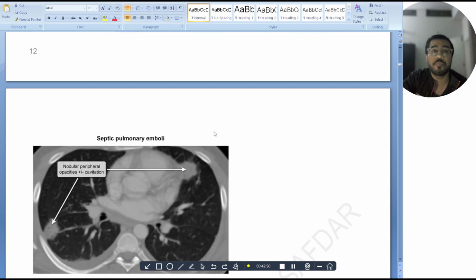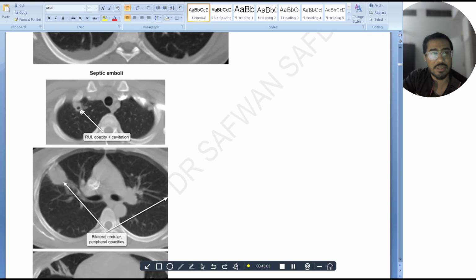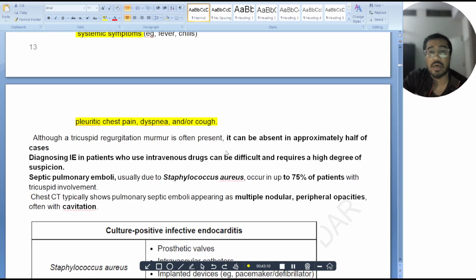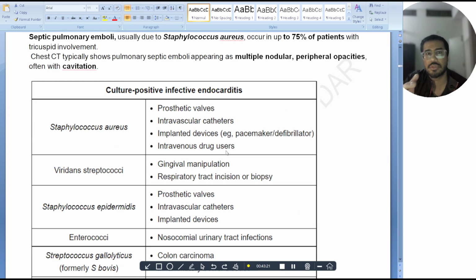You need to keep this image in mind, that this is how the septic pulmonary emboli due to infective endocarditis of the right heart side appear on a CT: cavitations on the periphery and nodules on the periphery, plus the fact that the patient is going to have lung manifestations like pleuritic chest pain, dyspnea, and cough. So this is the takeaway point.